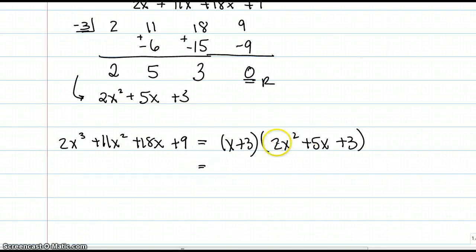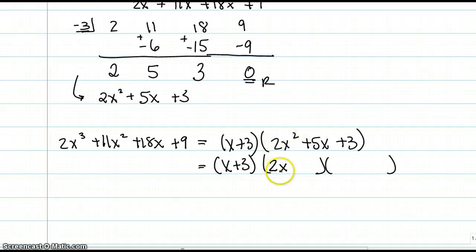So, since we have a trinomial here, we're going to use the guess and check method. So the x plus 3 stays in front, and I need to make my two sets of parentheses. So if I have 2x squared as my first term, I need 2x and x. Then I have 3 to be multiplied for my last term. Well, the only factors of 3 are 1 times 3 or 3 times 1.